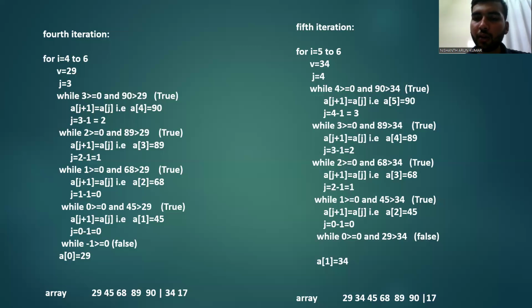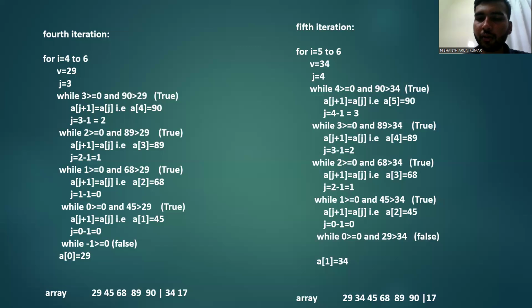J is equal to 2 minus 1, which is equal to 1. While 1 is greater than 0 and 45 is greater than 34, it becomes true. E of j plus 1 is equal to E of j, so that E of 2 is equal to 45.